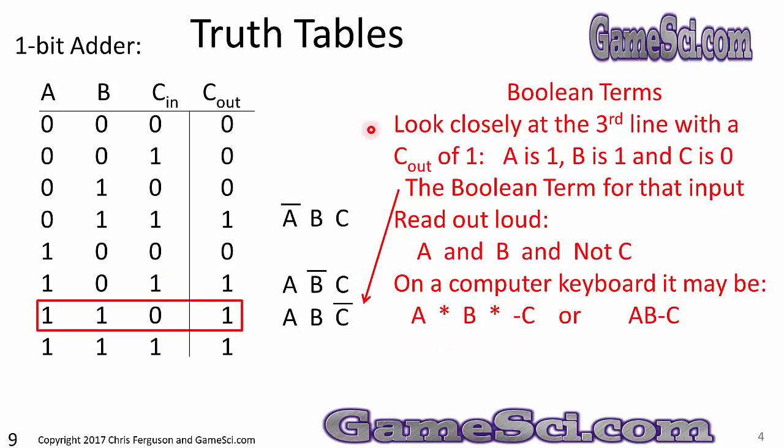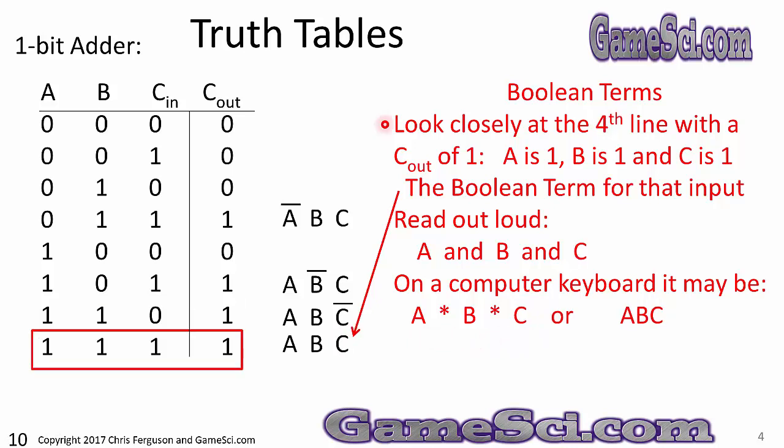Looking at the third line, where C out has an output of 1. Looking at the input on that line, A is 1, B is 1, C is 0. The Boolean term for that line of the truth table, read out loud, is A and B and not C. On a computer keyboard, it may be typed out this way.